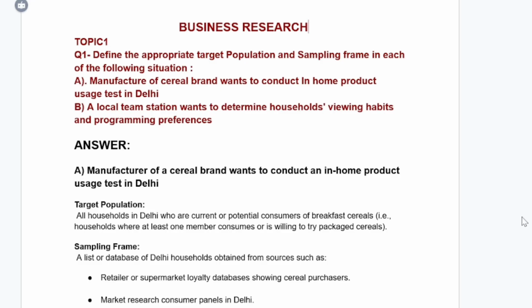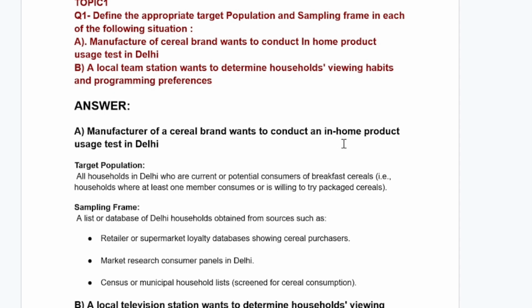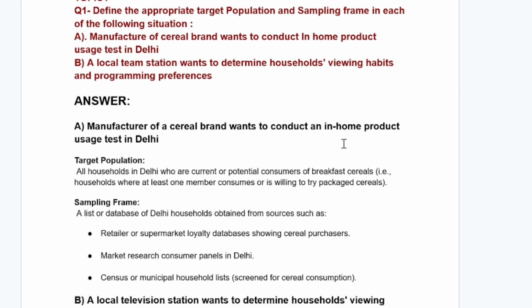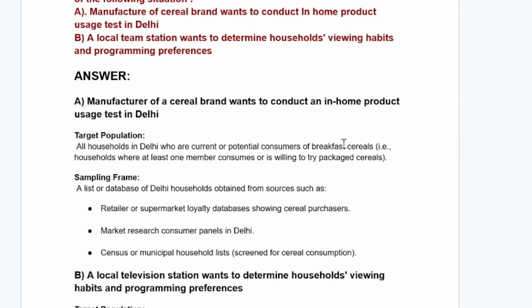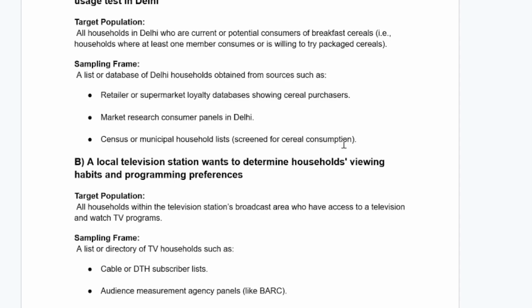From Unit 1, the first question is define the appropriate target population and sampling frame in each of the following situations. The situations are: first, a manufacturer of cereal brand wants to conduct an in-home product use test in Delhi. And the second, a local television station wants to determine households' viewing habits and programming preferences. So the first, cereal brands want to conduct an in-home product use test in Delhi. So all households in Delhi who are current or potential consumers of breakfast cereals, that is, households where at least one member consumes or is willing to try a packaged cereal.